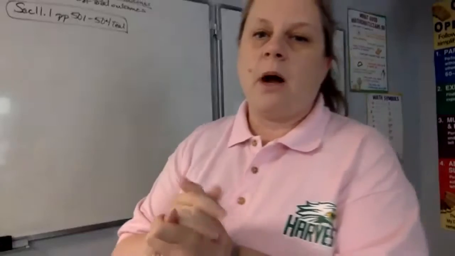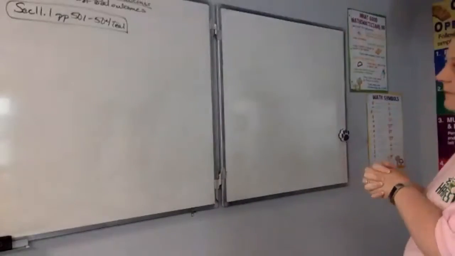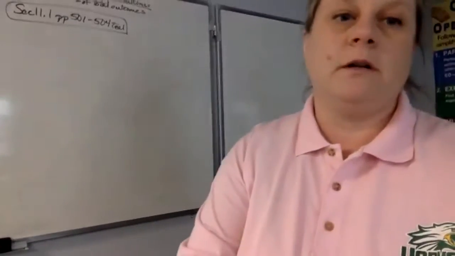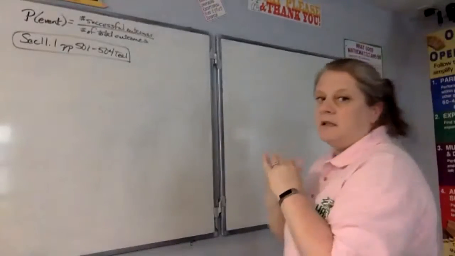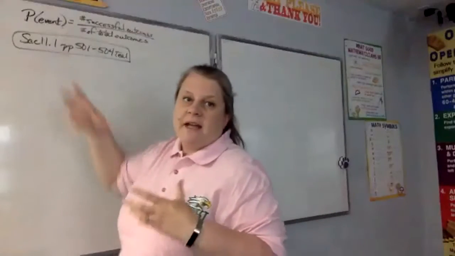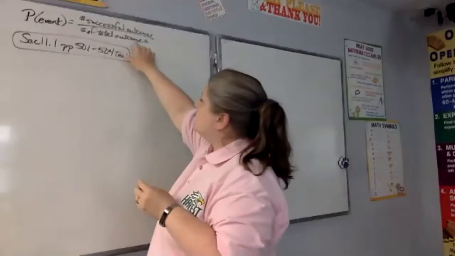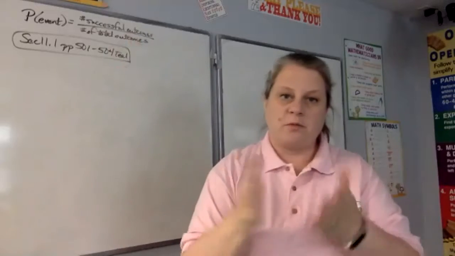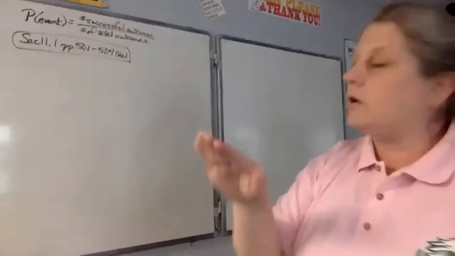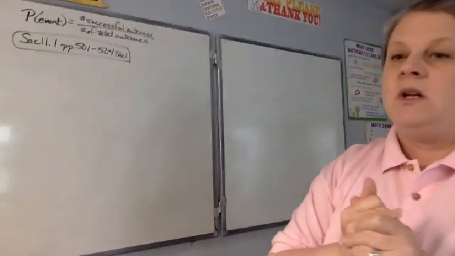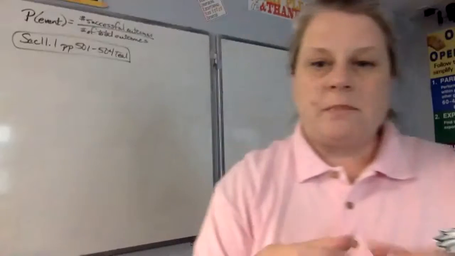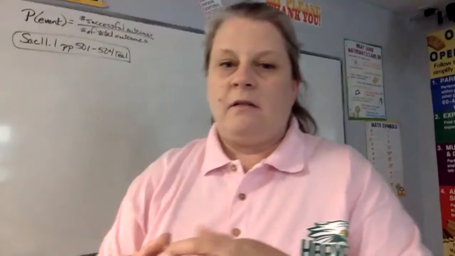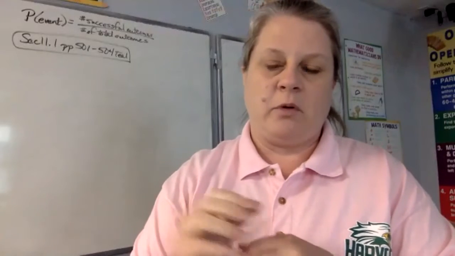Chapter 11, probability, the chances of something happening. Up here on the board, I have one of our main formulas for probability. The probability of an event happening is the number of successful outcomes, what you're wanting, over the total number of outcomes. So if I have 12 pencils and pens in a bag, 7 are pencils, 5 are pens. What are my chances of pulling out a pen?